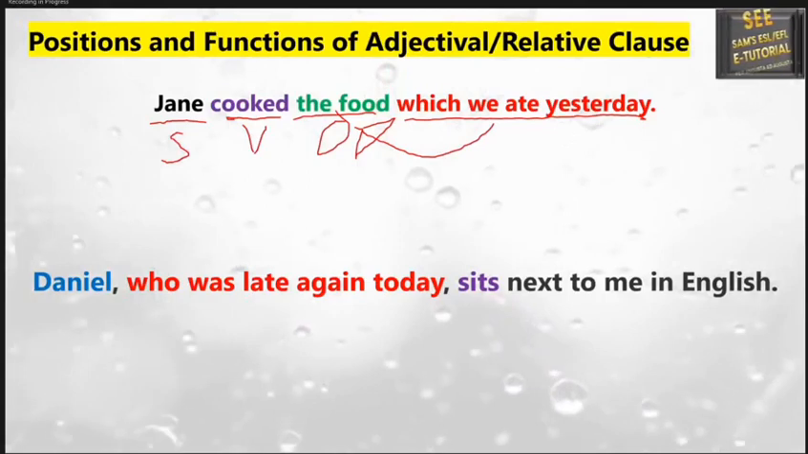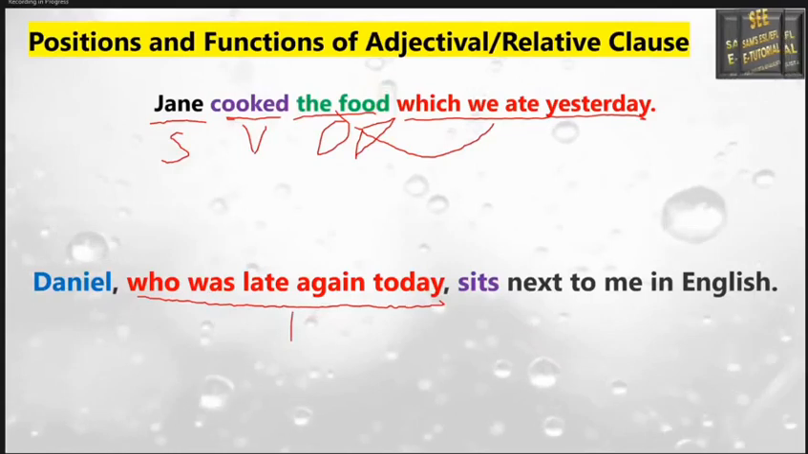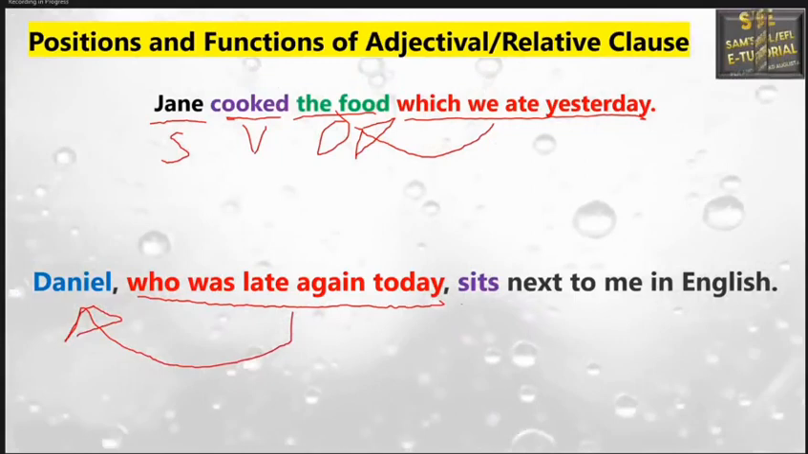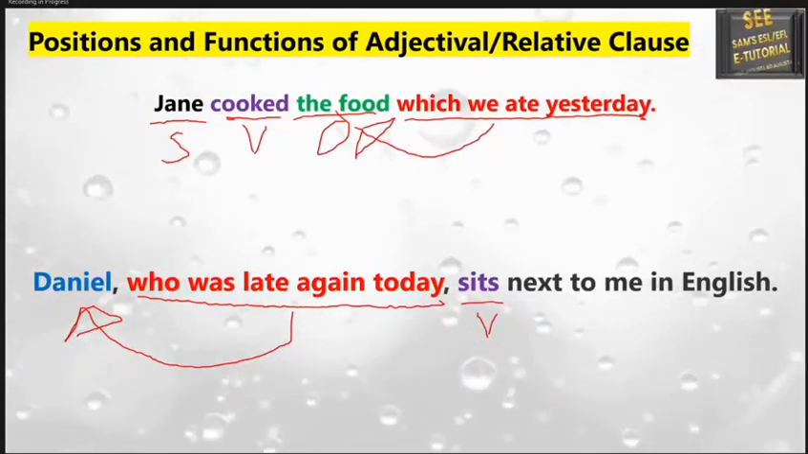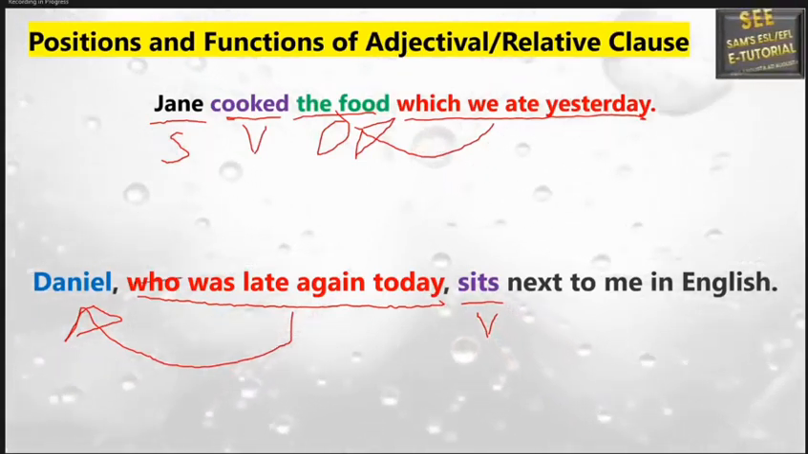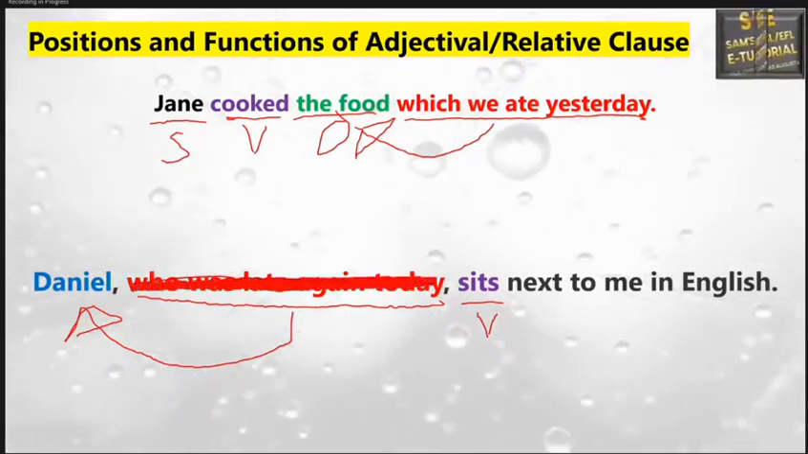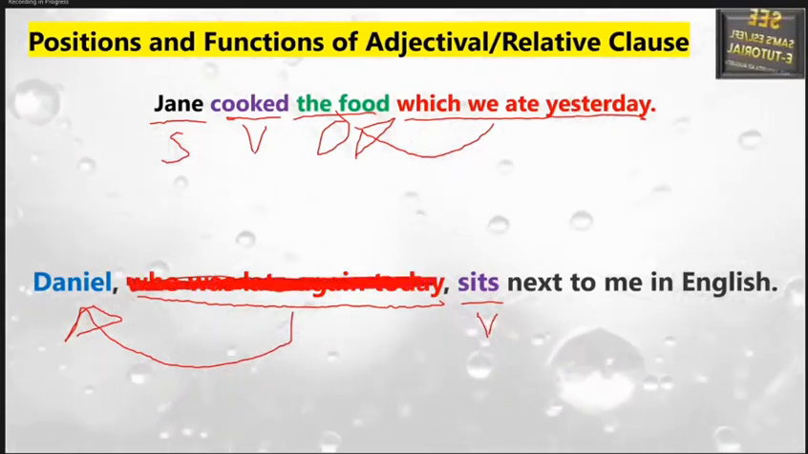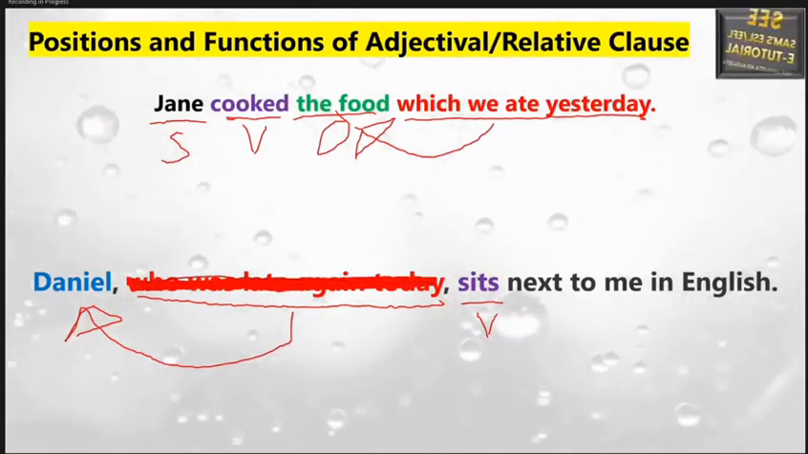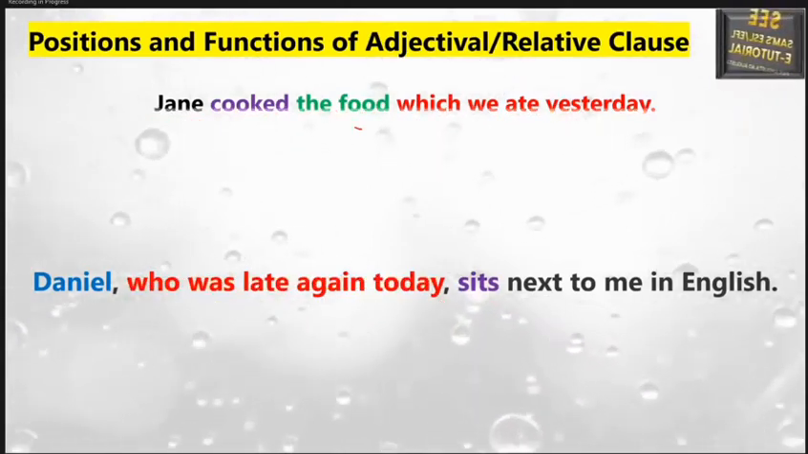Alright, we are going to see more of that. However, when it occurs in the middle position of a sentence, it modifies the subject. So Daniel in this case is the subject, and of course the verb is this. Remember, we can drop the entire adjectival clause here, and the sentence will read, Daniel sits next to me in English class. Now that is about the position of adjectival clause. Please take note. Now let's quickly look at further examples.